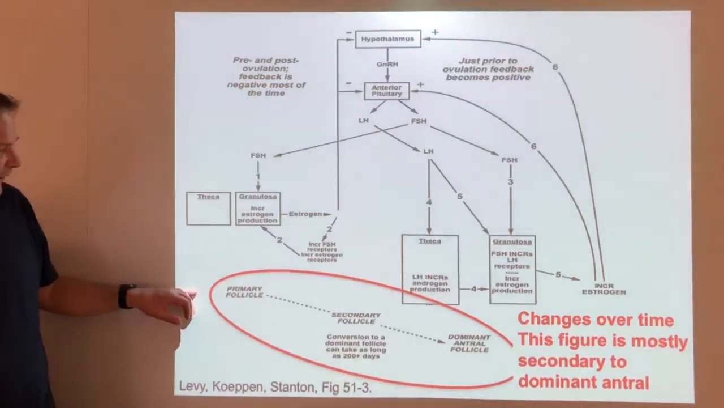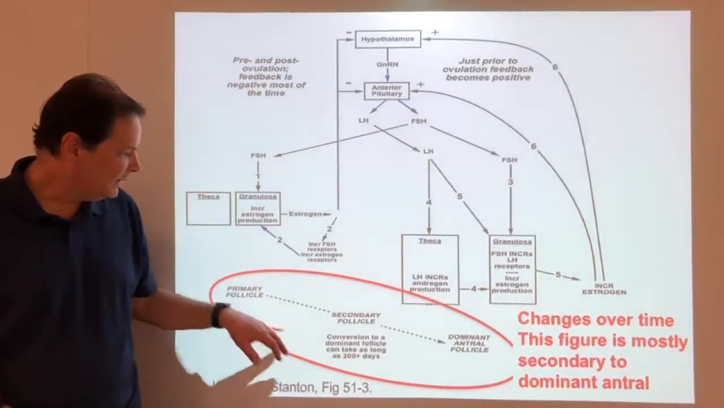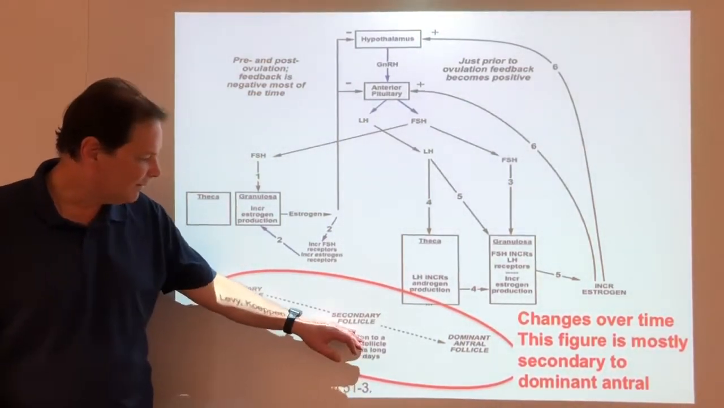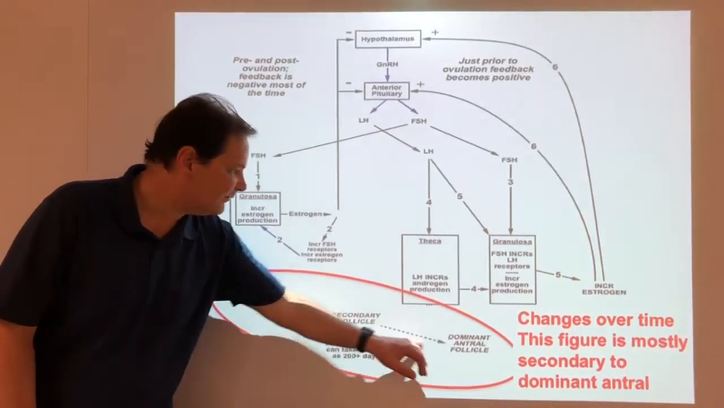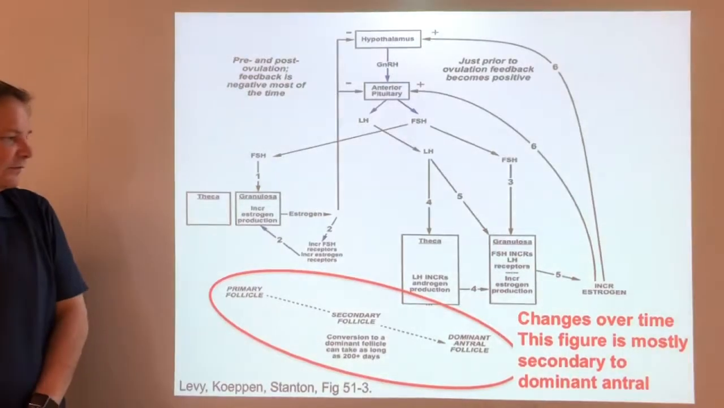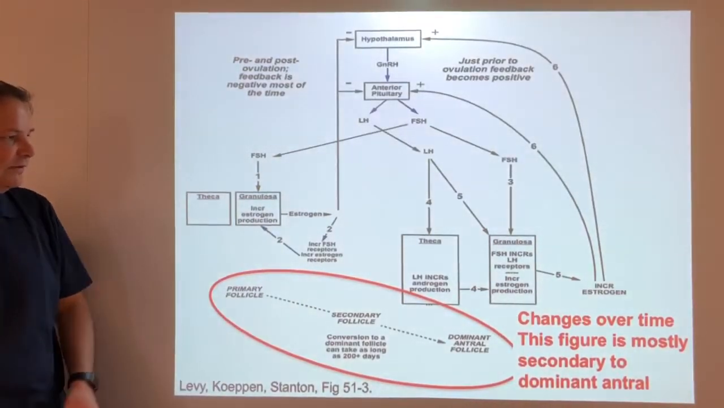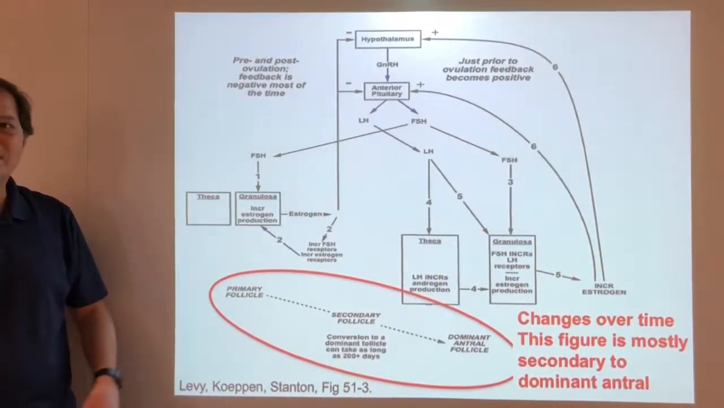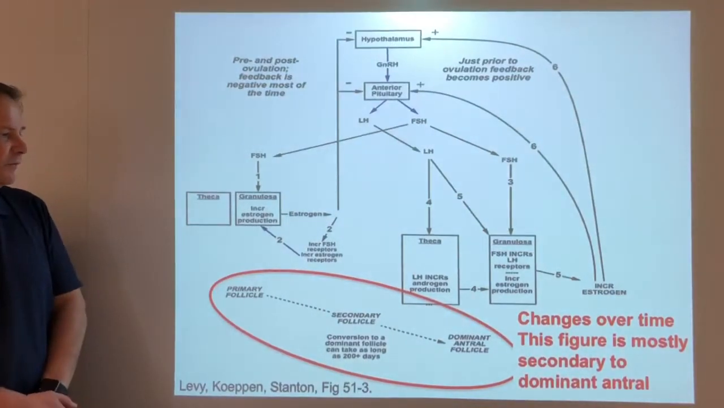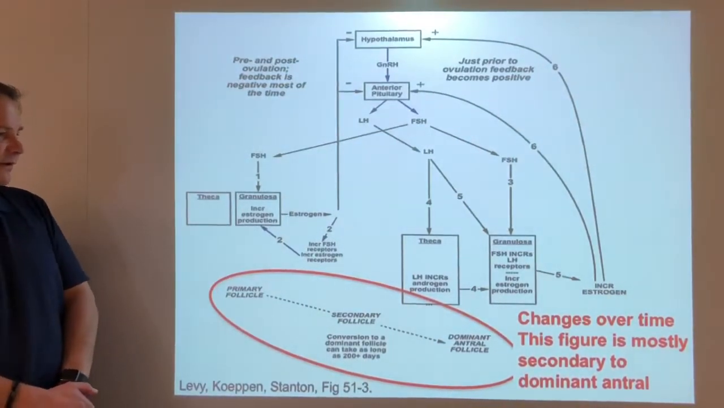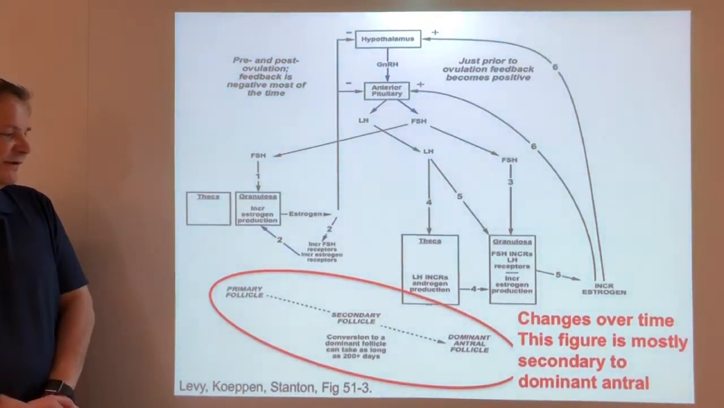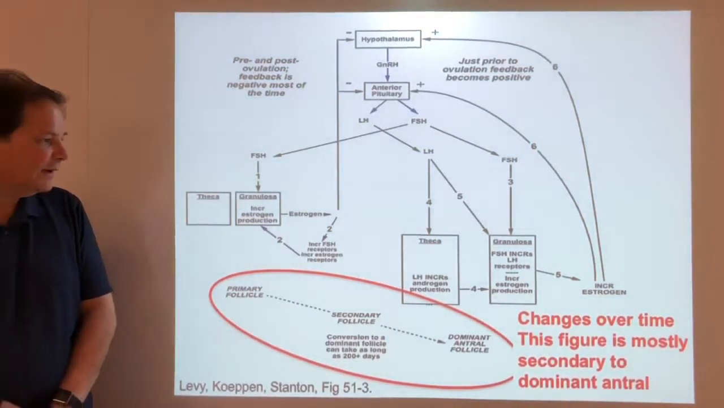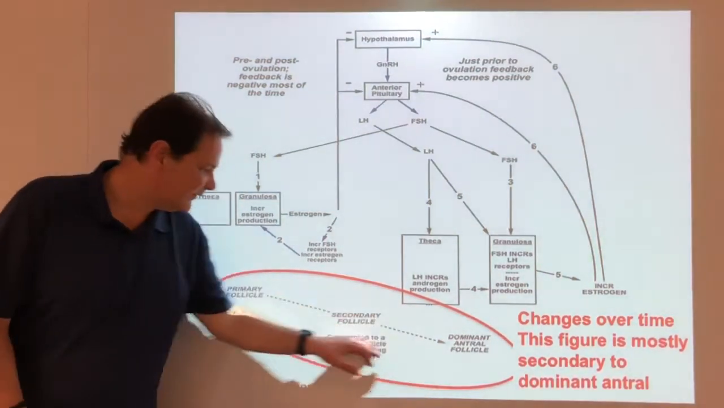So this figure covers the development. Really, what we're going to talk about mostly is the transition phase from secondary follicle to dominant antral follicle. So this would be your post-puberty development during the menstrual cycle. Again, this is a description of what's happening during the follicular phase of the menstrual cycle. So these are changes that take place over time. And again, this figure is mostly this stage here.